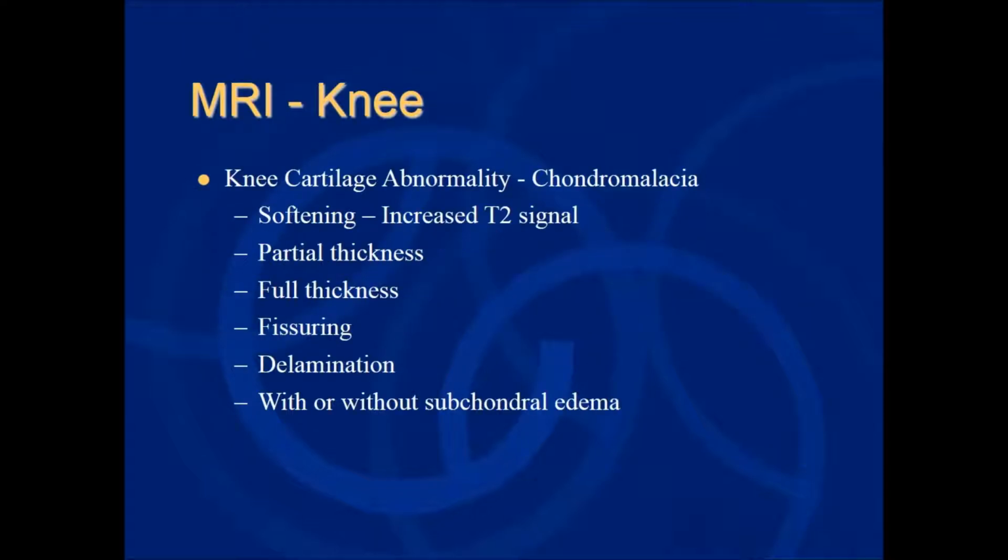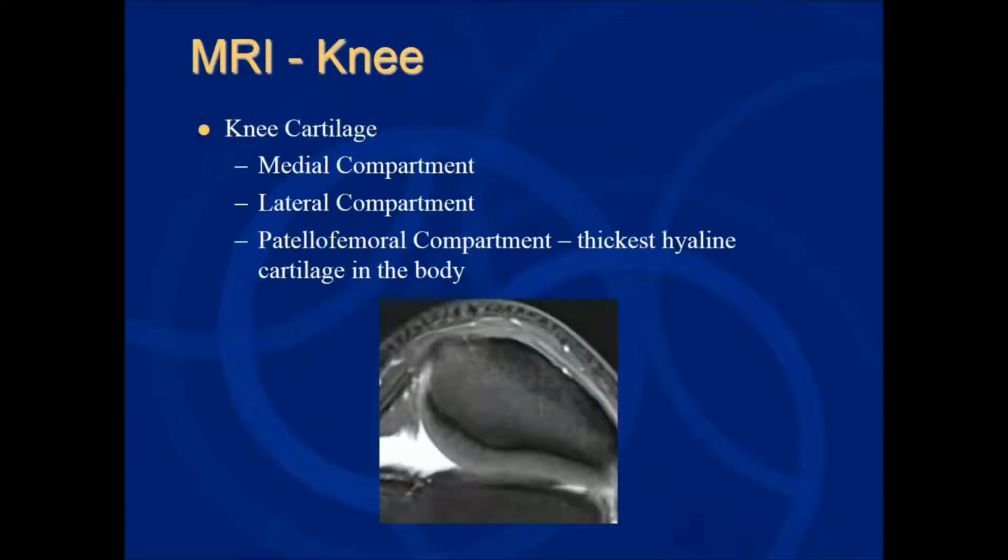Cartilage abnormality, chondromalacia. Chondromalacia meaning abnormal softening of the cartilage, typically used to describe the patellar cartilage in the entity you've probably heard called chondromalacia patella. As you get softening, you get abnormal focal signal in the cartilage. You can have partial thickness defects, you can have full thickness defects, you can have fissuring in the cartilage, you can have fibrillation in the cartilage, you can have delamination tears, and you need to describe the presence or absence of subchondral edema.